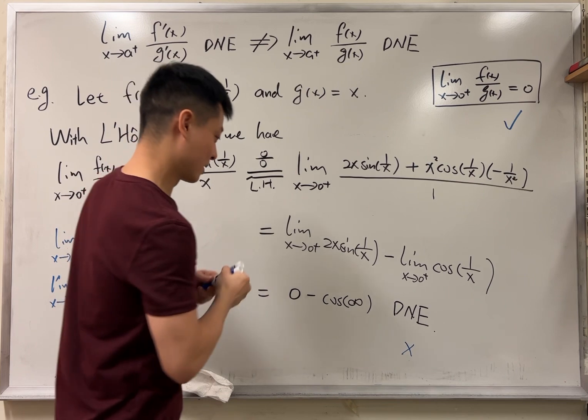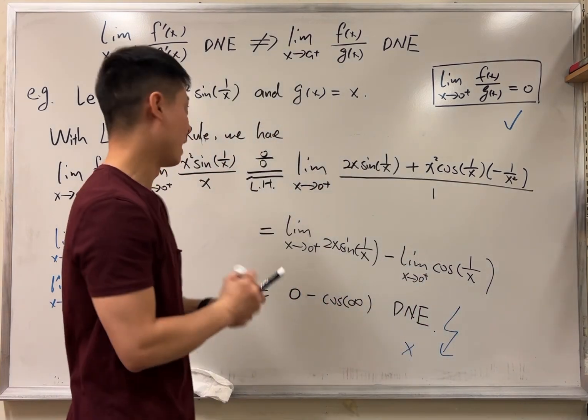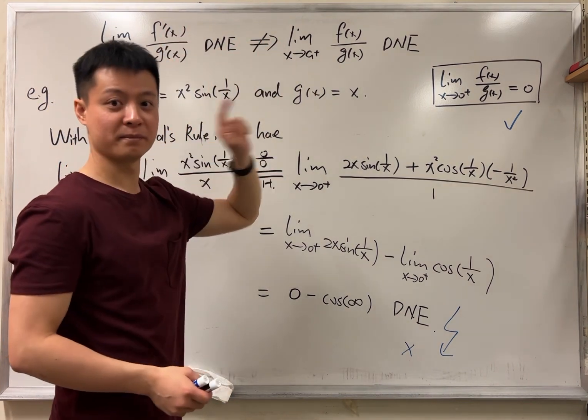Okay, so this contradicting result is a counterexample of why you never use L'Hopital's rule to conclude the limit does not exist.